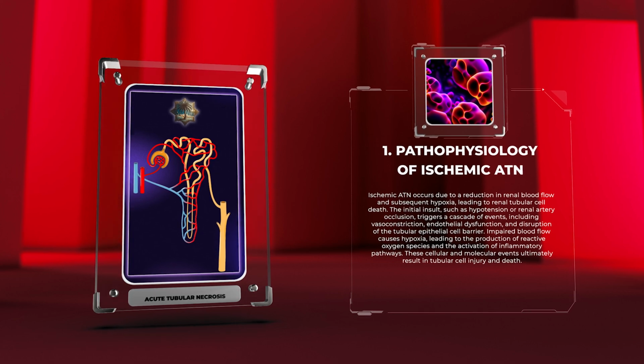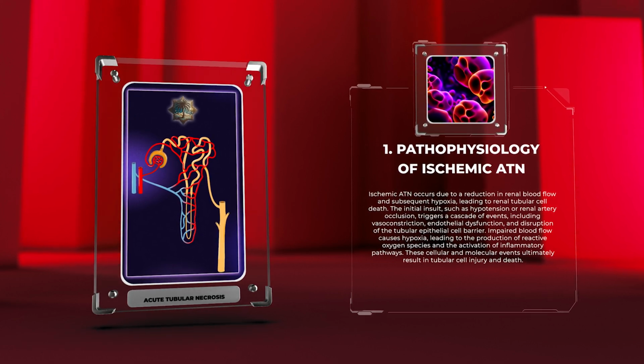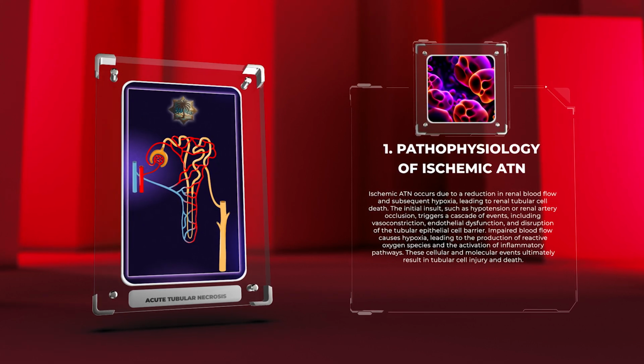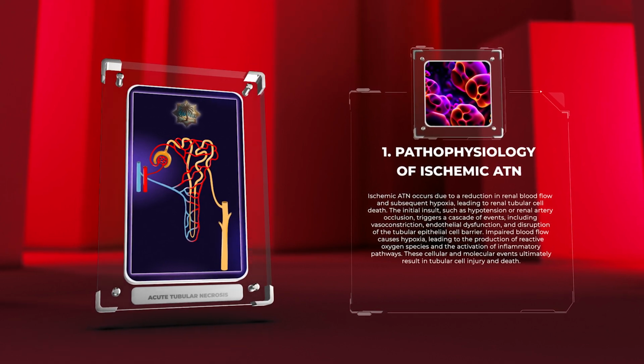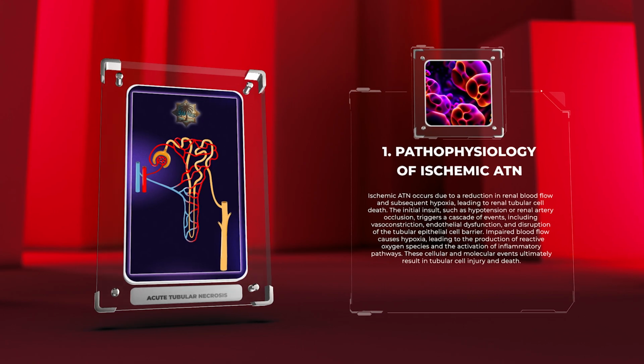Impaired blood flow causes hypoxia, leading to the production of reactive oxygen species and the activation of inflammatory pathways. These cellular and molecular events ultimately result in tubular cell injury and death.